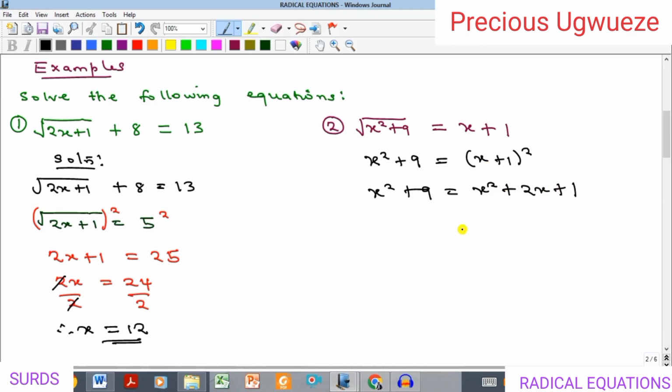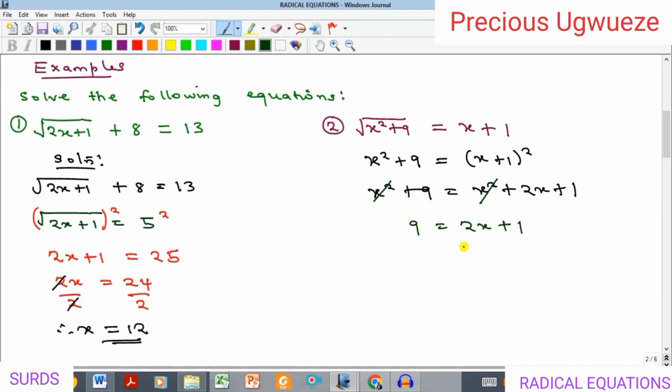Okay, so at this point, what do you do? The first thing we're going to look at now is to consider if there are common terms on both sides of the equation that can cancel out. Of course, here we have x squared, and we can take away x squared on both sides. When that happens, you will just have 9 equal to 2x plus 1.